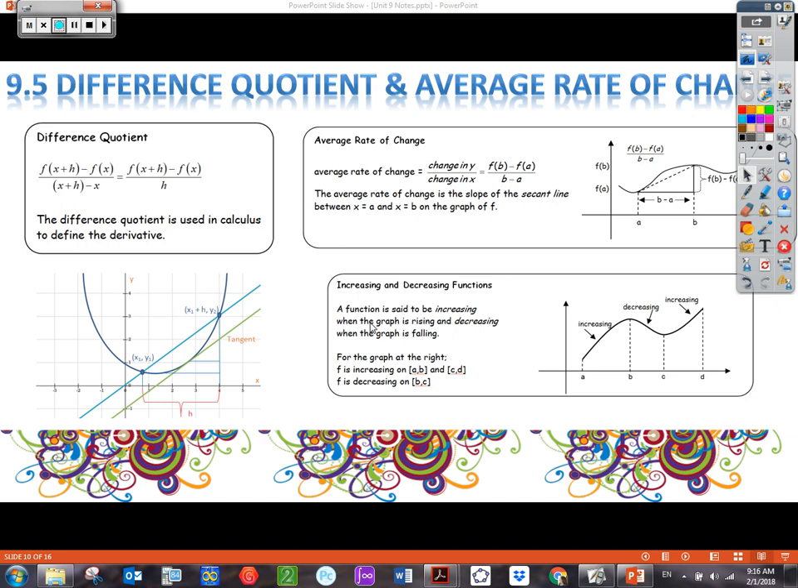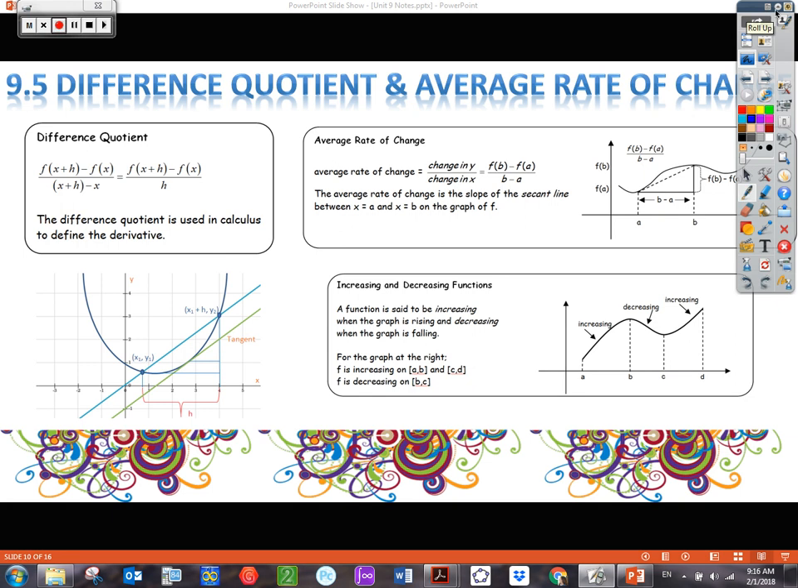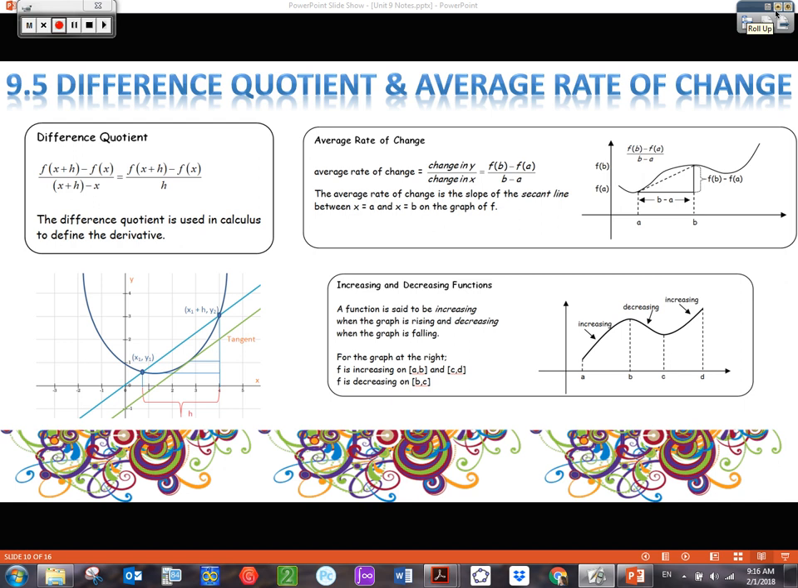Okay guys, let's take a look at today's lesson. Today's lesson is on the difference quotient and the average rate of change. This is really an all calculus day. These are all calculus concepts.